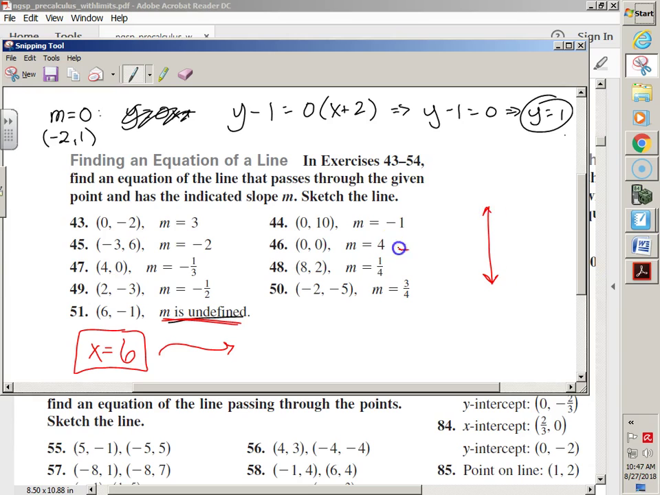If it's a vertical line, where are we going? 6, negative 1. 1, 2, 3, 4, 5, 6, negative 1. What's another point on this vertical line besides 6, negative 1? Sure, 6, 0, right? We could do 6, 0, we could do 6, 1, we could do 6, 3, we could do all sorts of things. All these infinitely many points, the y's change, but the x's stay the same.